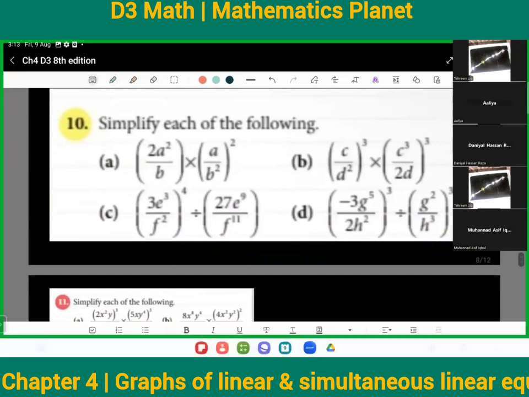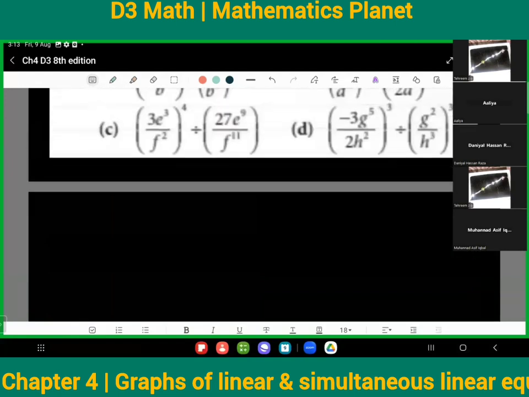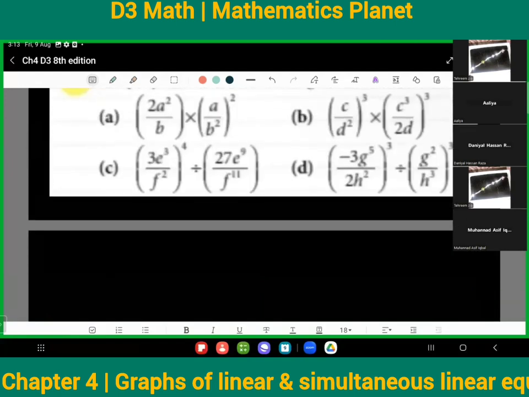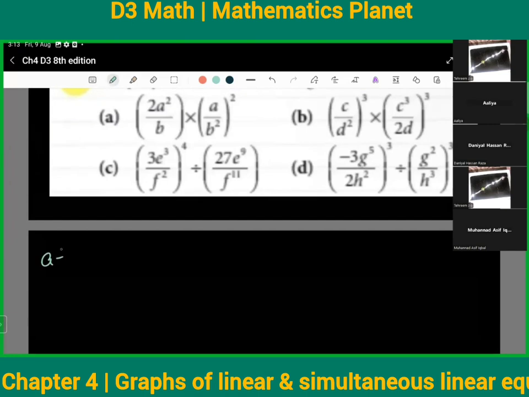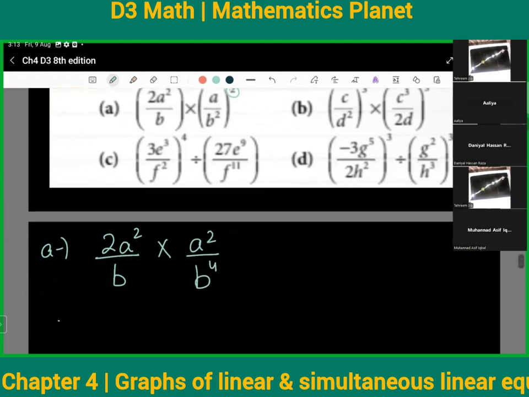Simplify each of the following. Okay. Part A: first of all, we need to finish the brackets. 2a² into b, a² by b⁴. Because here it is squared, so we will write a² into b⁴. Now we can do the cancellation, but cancellation is not possible over here. So we will directly get a to the power 4 and b to the power 5.